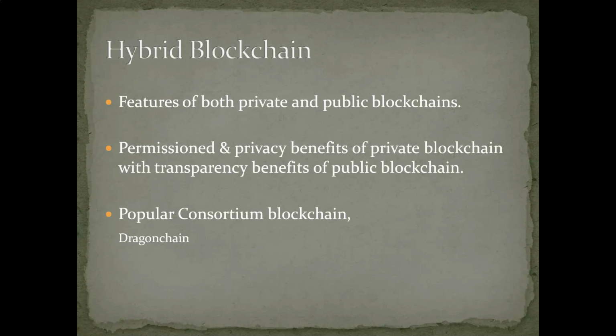Hybrid blockchains. As the name suggests, hybrid blockchains combine features of both private and public blockchains. So it means you can get the permissioned and privacy benefits of a private blockchain with the transparency benefits of a public blockchain. Here users can control access to blockchain records, to go public or to stay hidden or to stay only visible to selected users like a private network. So a popular hybrid blockchain is Dragonchain.